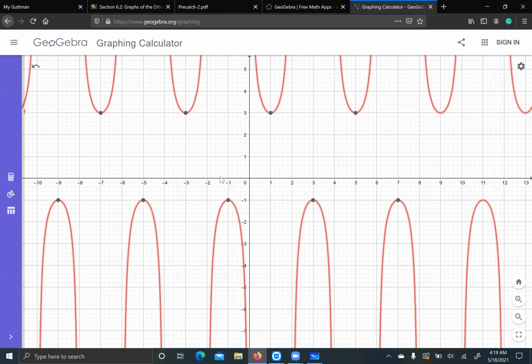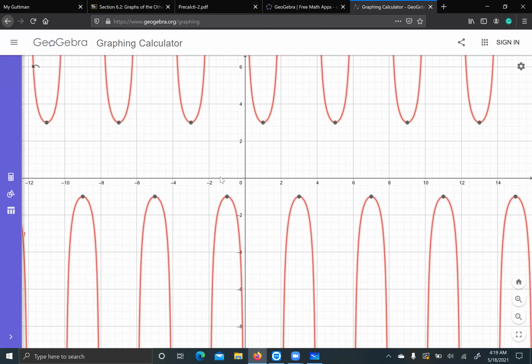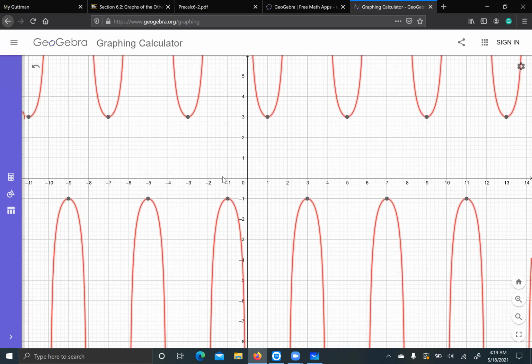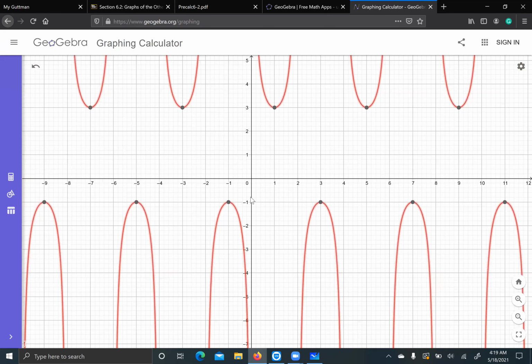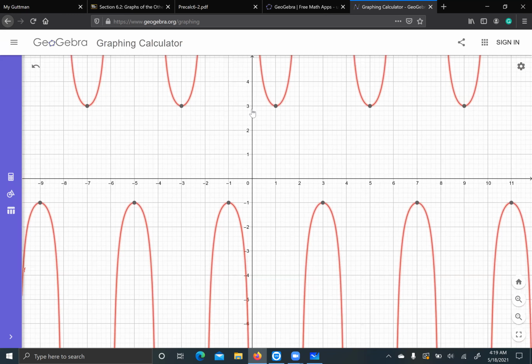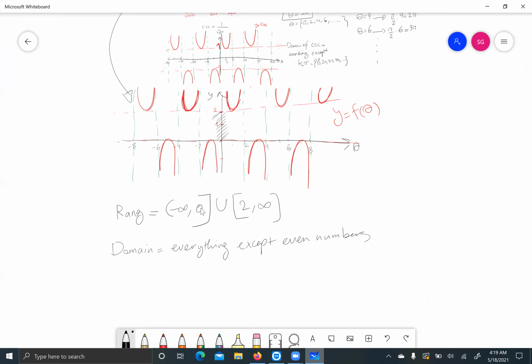Now look at the graph to determine the range. What is the range? Range is everything except the values between -1 and 3. Yes, what is the reason that mine gave me something different? Because I didn't incorporate the multiplier. That's why. So it's gonna be from negative infinity up to -1, and then from 3.